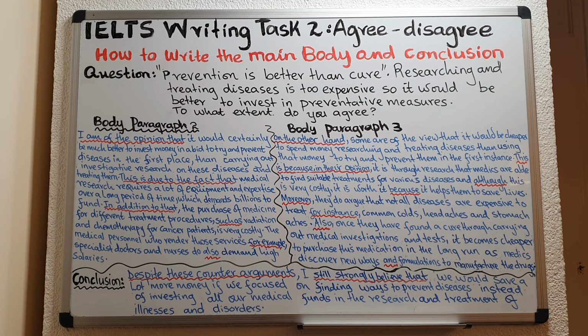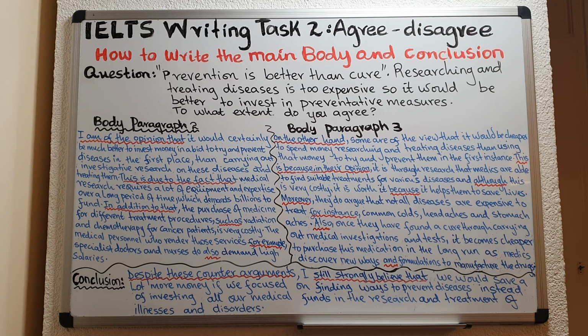Now, the last tip that is very important is that if you want to get a band 8 or a band 9, you have to use a lot of complex sentences. We have three different types of sentences in English. We have simple, compound, and complex. A simple sentence has one verb. A compound sentence has two verbs, and a complex sentence has two or more verbs.